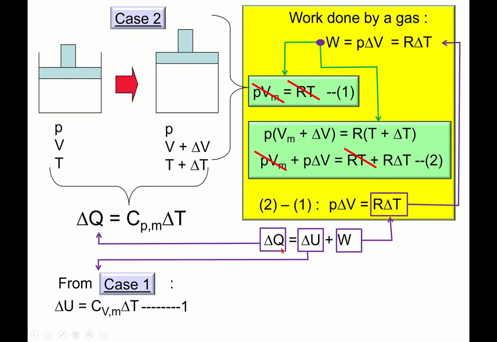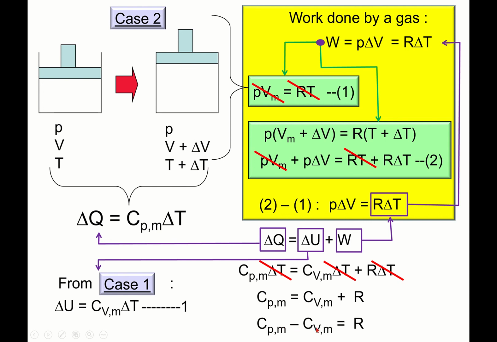Now we substitute everything into the first law of thermodynamics here, and we can get the relationship between CVM and CPM. So delta Q is CPM delta T, delta U is CVM delta T, and the work done is R delta T. Combining all the equations into the first law of thermodynamics, we can cancel out delta T, and therefore CPM equals CVM plus R, and we get CPM minus CVM equals R. CVM brought to the right side becomes minus. So this is the relationship between the molar heat capacity at constant pressure and at constant volume with R.